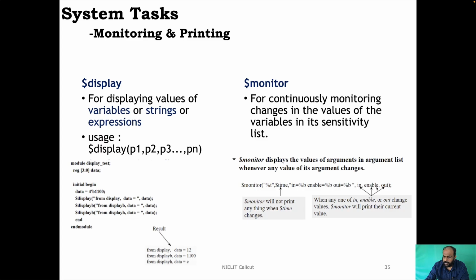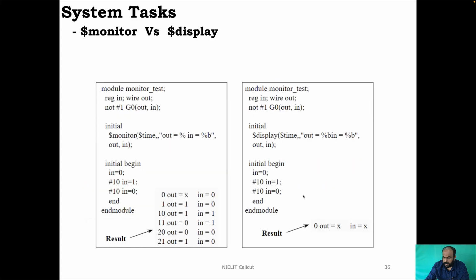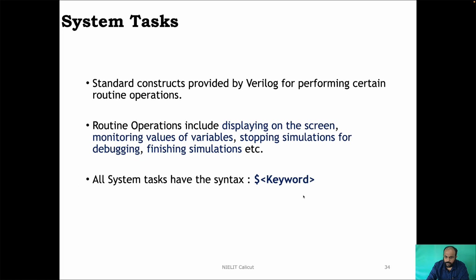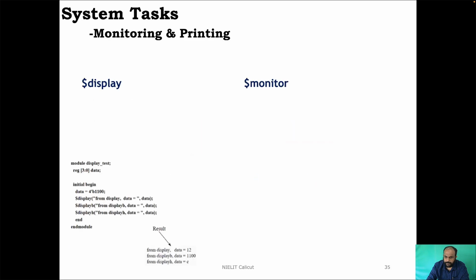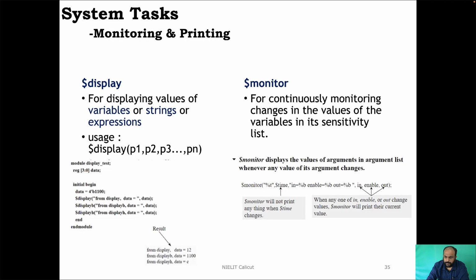in, enable, out. So here %t is an indication that you expect a time value, and the next system task, called $time, will print the simulation time. Similarly, in equal to will be printed, and the binary value of the variable in will be printed. If you give %b, it will print the value of the variable in binary format.